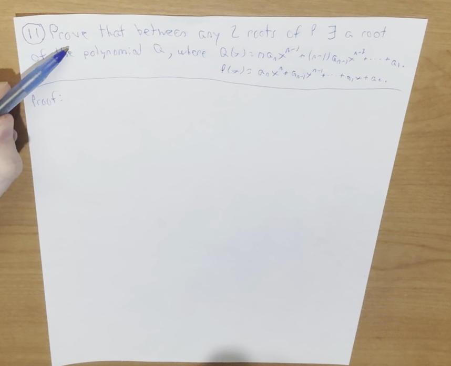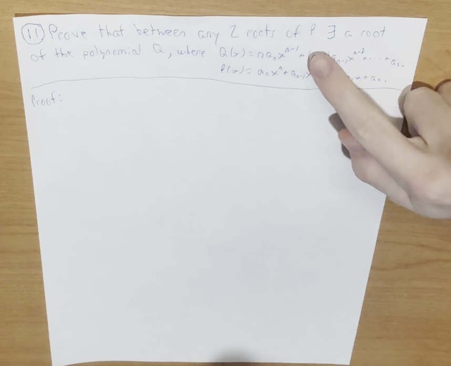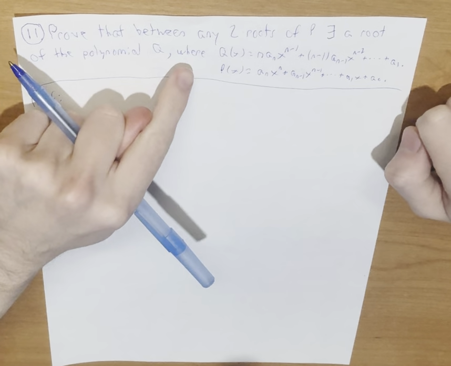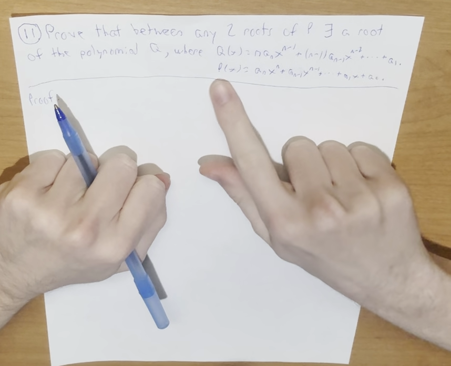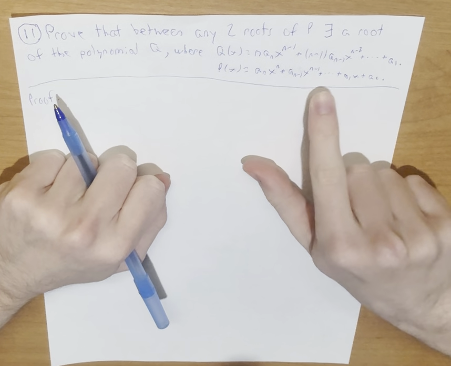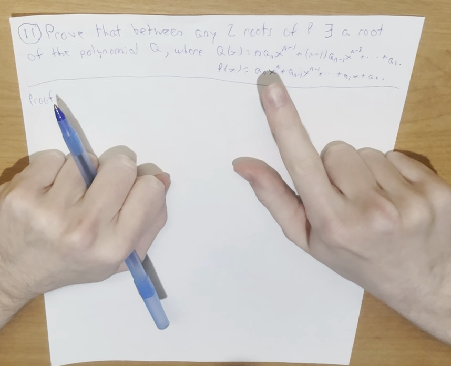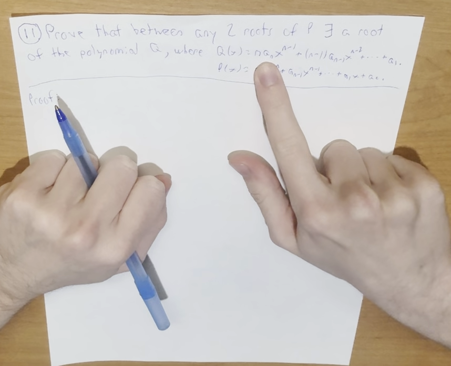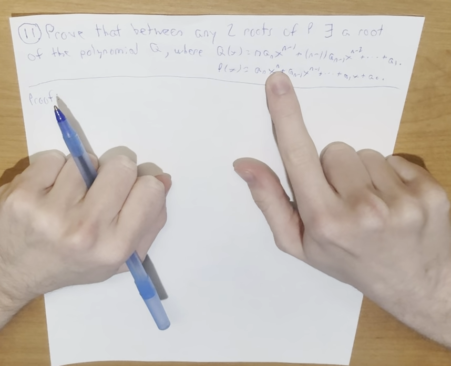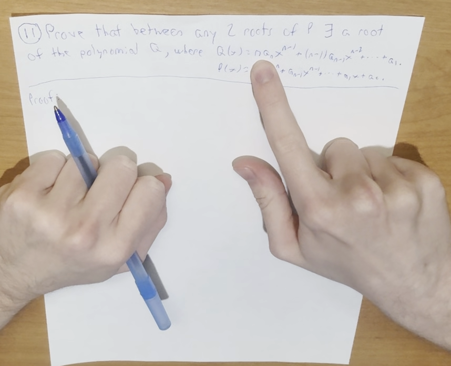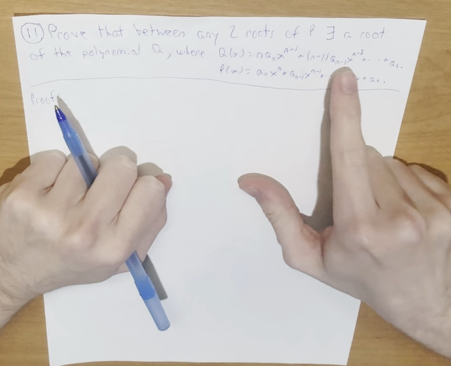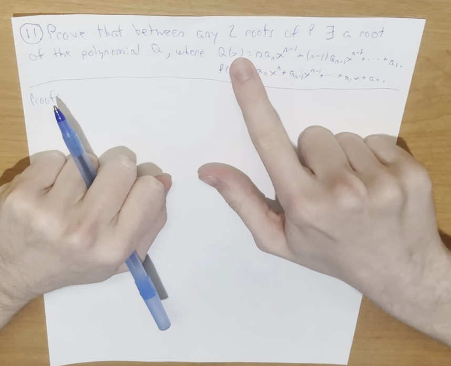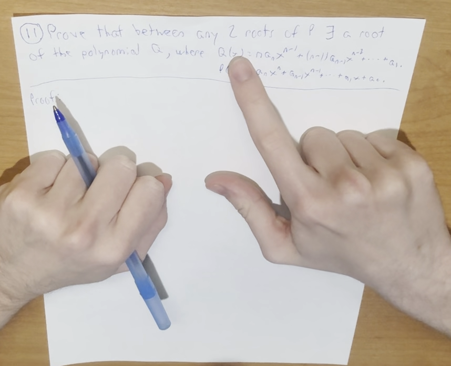All right, we're going to prove that between any two roots of p, some polynomial, there exists a root of the polynomial q where q looks like this and p looks like this. And what you want to notice is that the derivative of p is in fact q. The n drops down to there, and then you subtract 1, and we do that for every term, and the constant term goes away, and we're just left with that.